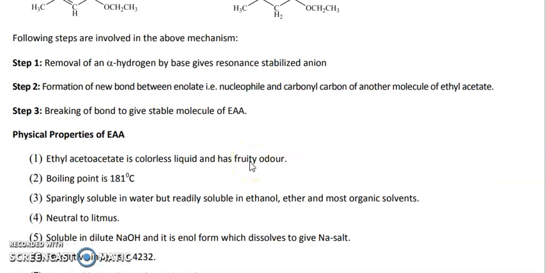Step 1, removal of an alpha hydrogen by base gives a resonance stabilized anion. Step 2, formation of a new bond between the enolate and the carbonyl carbon of another molecule of ethyl acetate. And step 3, breaking of a bond to give a stable molecule of ethyl acetoacetate.